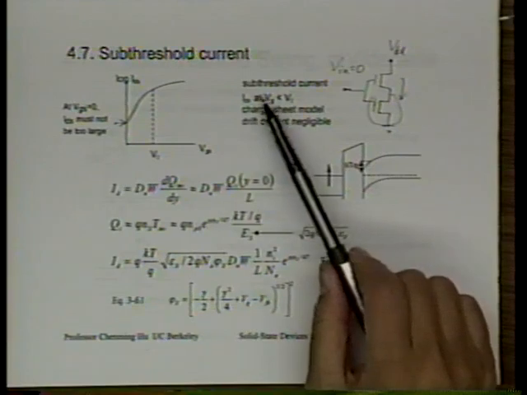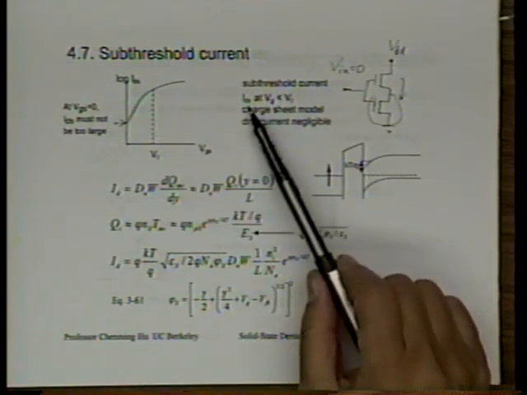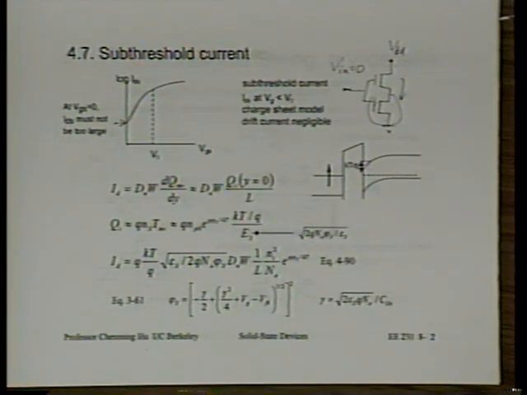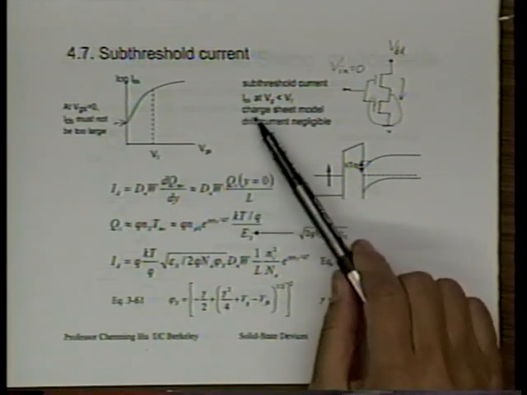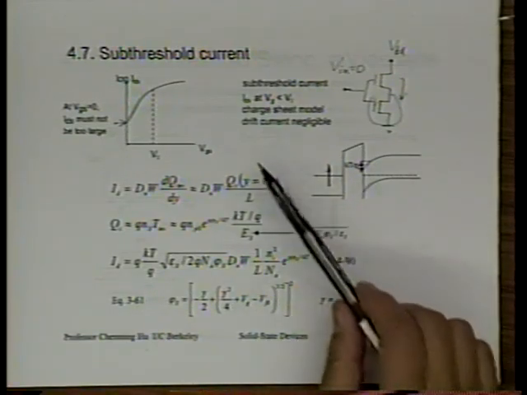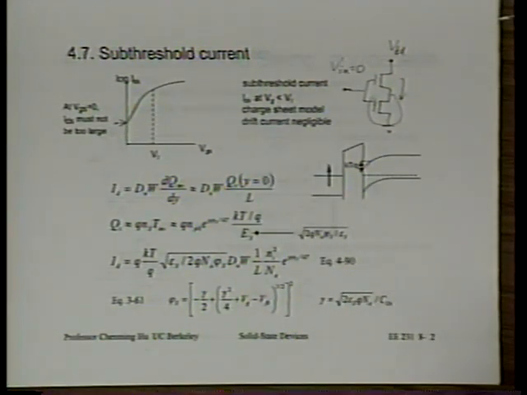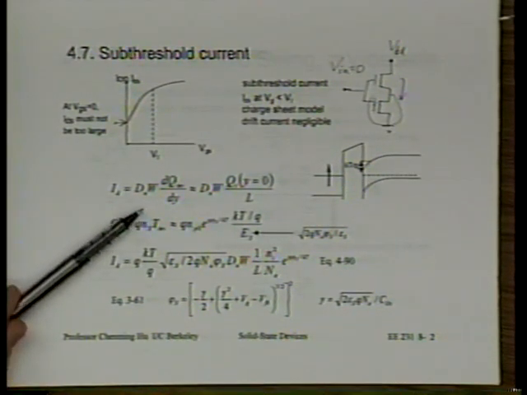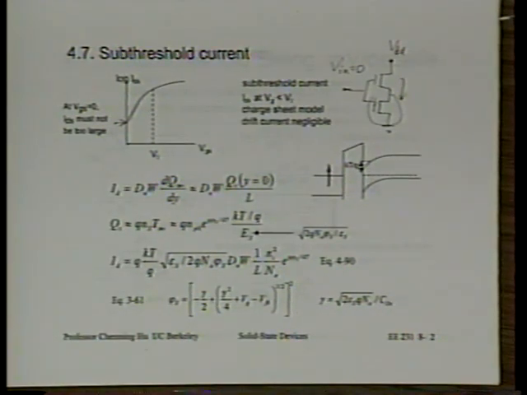And for that reason, we talk about subthreshold current, which means it's IDS in the regime of VGS being less than VT. And we can use the charge sheet model to look at it. We kind of looked at it in an earlier section. And from there, we know that drift current is negligible. So today, we'll derive a simple expression for the subthreshold current. We start with ID equal to the diffusion constant D sub n, meaning electron diffusion constant, times W times dQ/dy. That's the diffusion current.